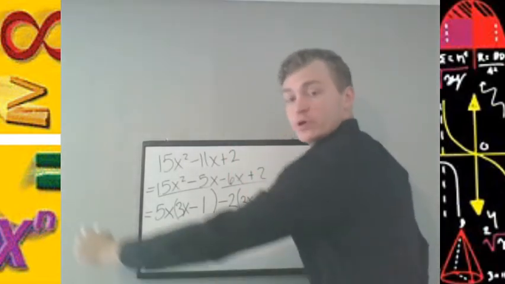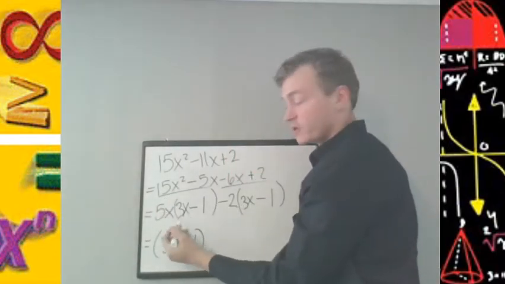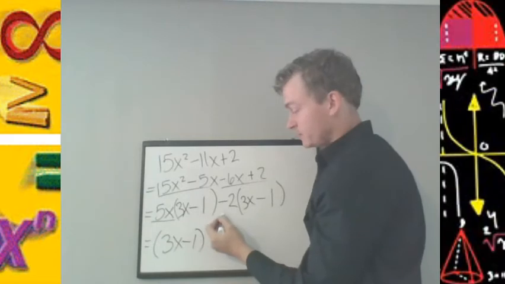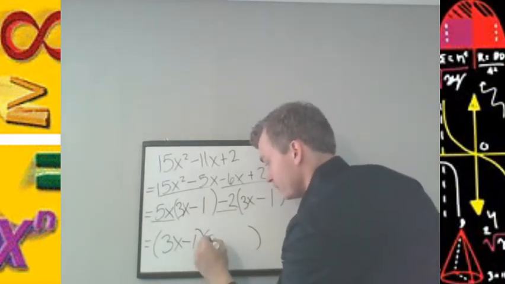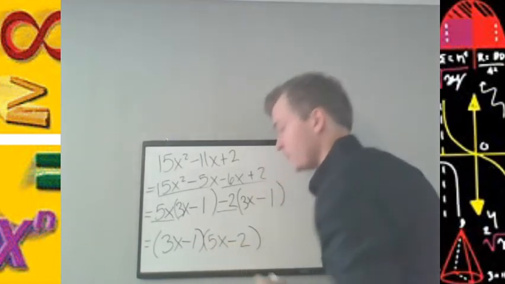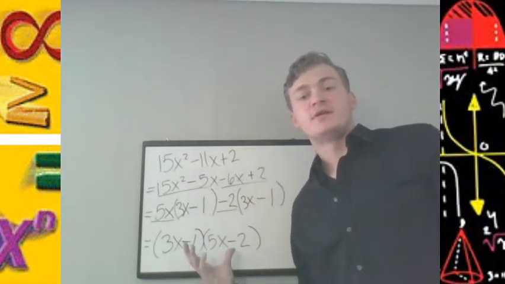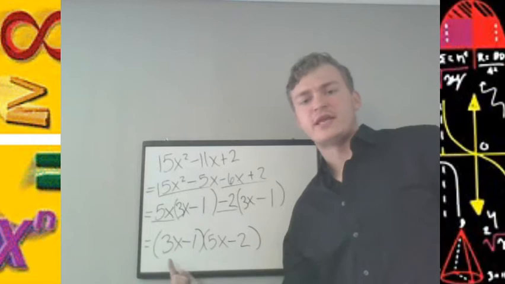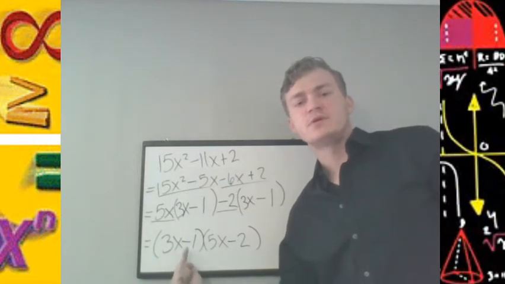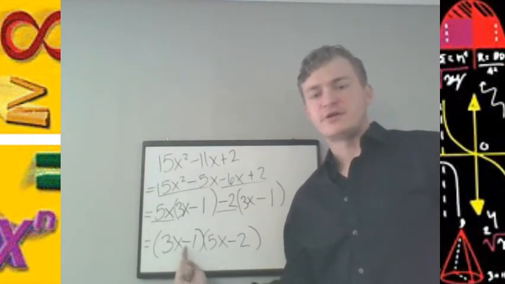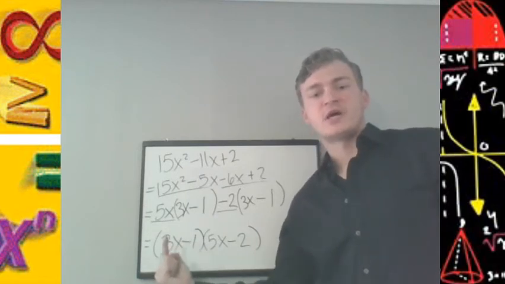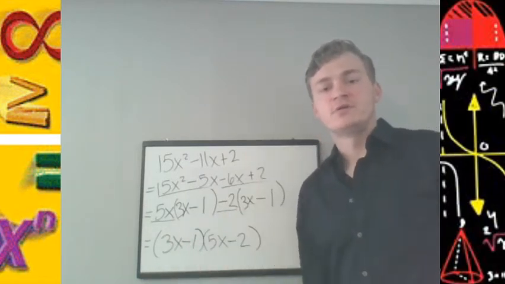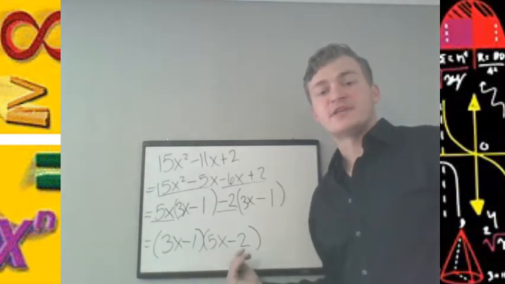The 3x minus 1 goes out front, and we leave behind what terms here? A 5x, subtract 2. The two binomial factors. And again, are they prime? Can you factor anything out of 3x minus 1? There isn't an x here, so I can't factor out an x. 3 and 1, the greatest common factor between 3 and 1 is just 1. So that is prime.